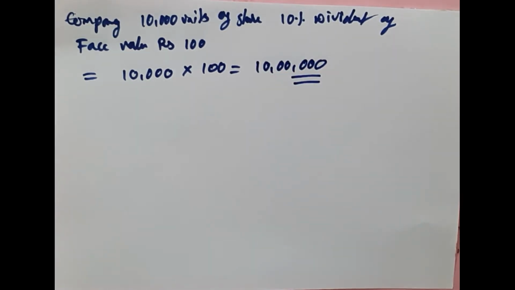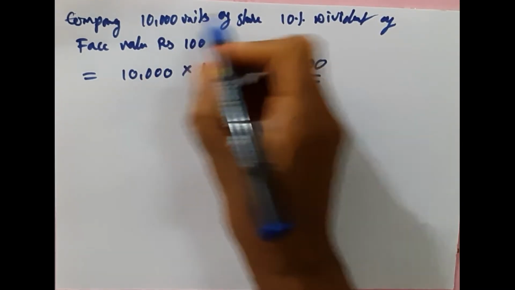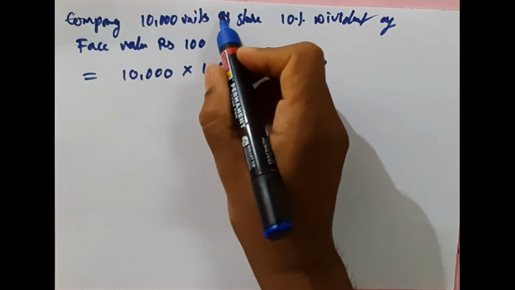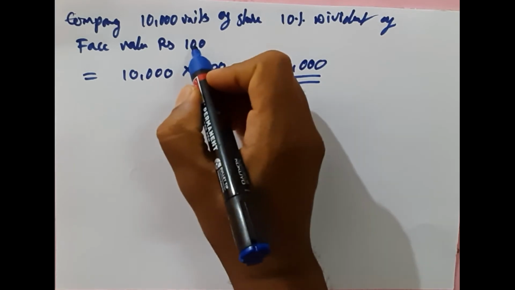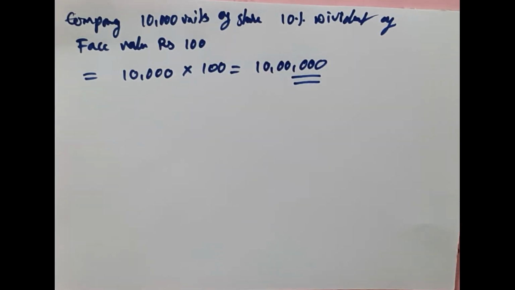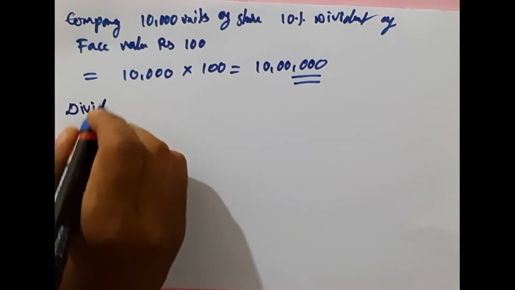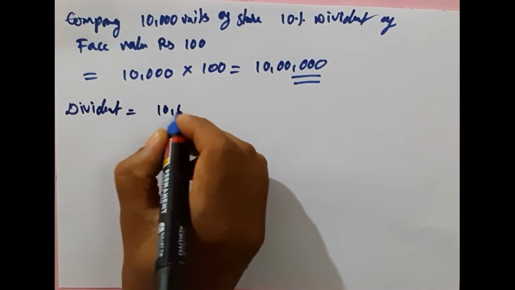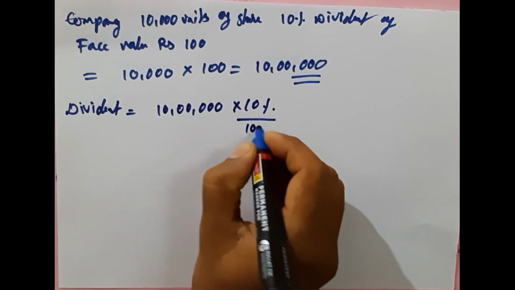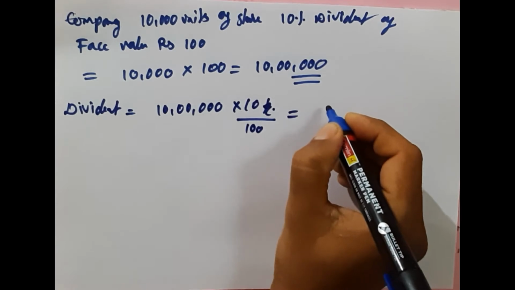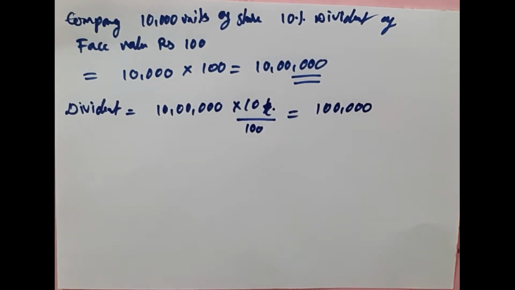Normally the company issues directly this 10 lakhs, or in calculation they will give this information like that: the company has issued 10,000 units of share with a 10% dividend of face value of 100. So 100 into 10,000 you get 10 lakh rupees. And if you want to find out the dividend, it is equal to 10 lakhs into 10%, equal to 1 lakh. So your dividend is 1 lakh.